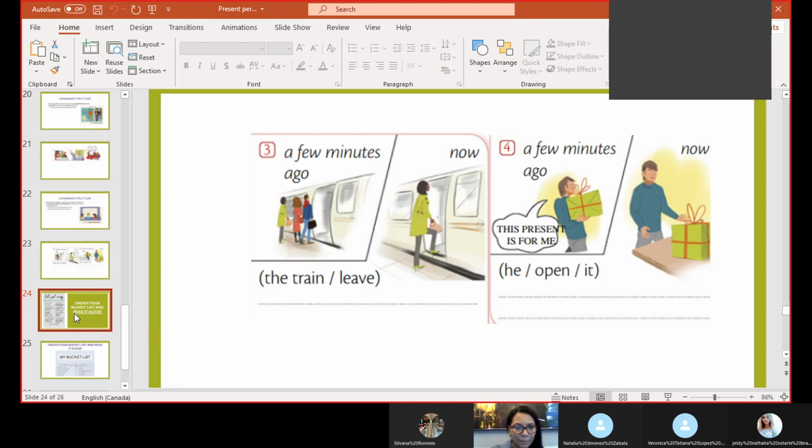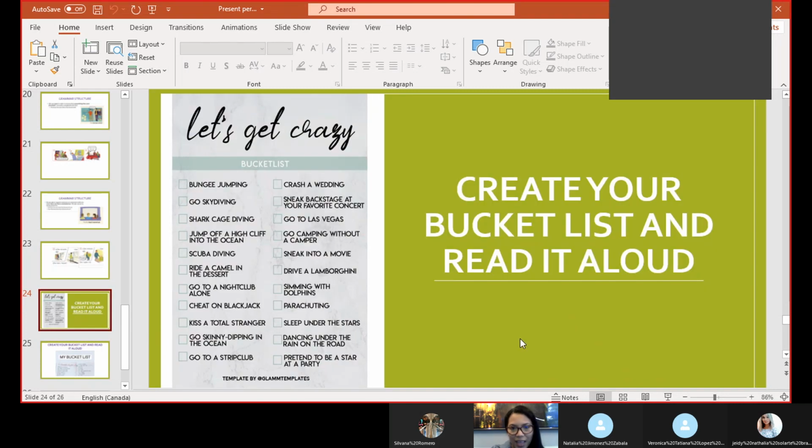Okay, so now pay attention here. Do you know what's a bucket list? Maybe you're familiar with bucket lists. No? Okay, so a bucket list is like a to-do list, a list of things you must do, right? And then you cross out the things you have already done.